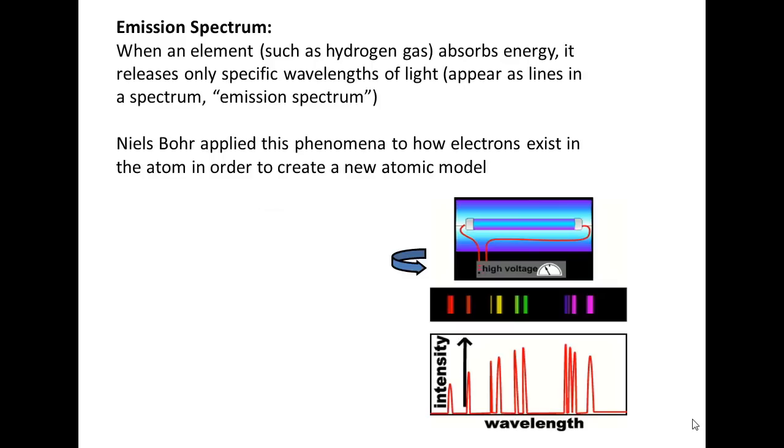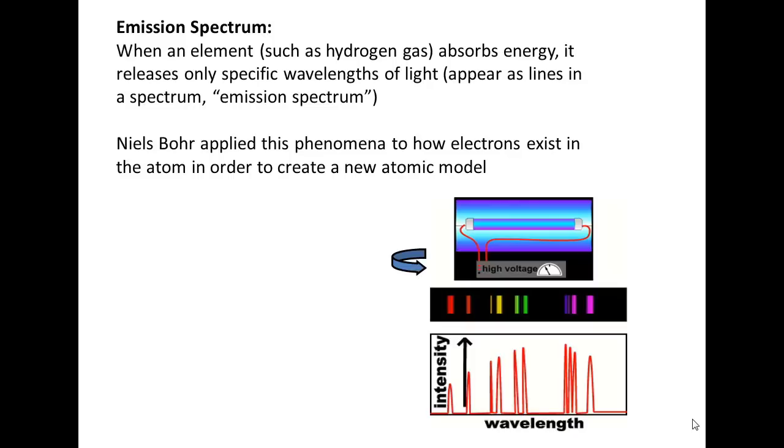An emission spectrum is something different. You get an emission spectrum when you have an element in its gaseous form in a tube, and we add energy to it, often in the form of electricity. This produces a light. But when we separate it out into its wavelengths with a spectrometer, we see that we don't get a continuous spectrum.